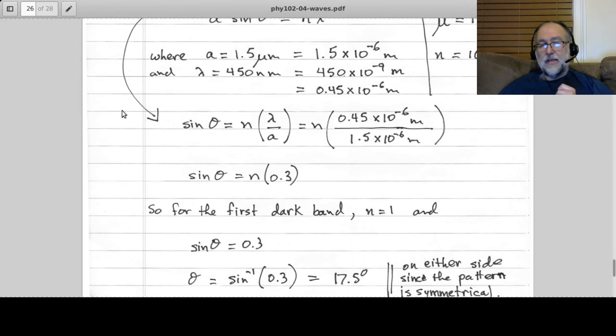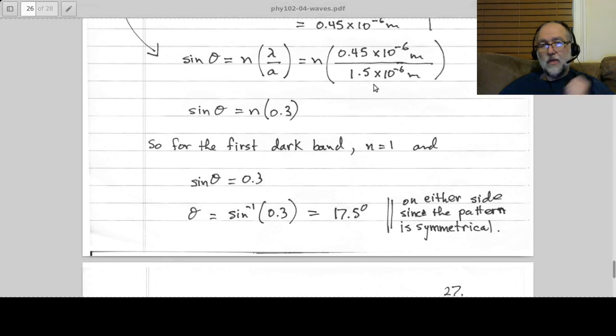You don't have to do that, because you could work it out on your calculator. But basically, lambda divided by a is 0.3. So sine theta is equal to n times 0.3. Now, what's n? I'm just going to get a couple of the dark bands. The first dark band occurs at n equals 1, so 1 times 0.3 is 0.3, and sine theta is 0.3.